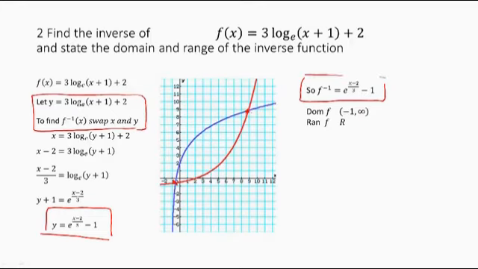What we're going to do now is remember, and this is important, when we make an inverse, the range of the original becomes the domain of the inverse, and the domain of the original becomes the range of the inverse. So because we've swapped x and y, the domain and the range also swap. So now we're looking at the red graph, and we're saying the domain of the inverse is all real numbers, and the range of the inverse is from -1 to infinity.